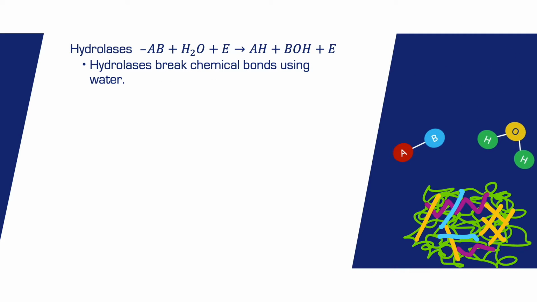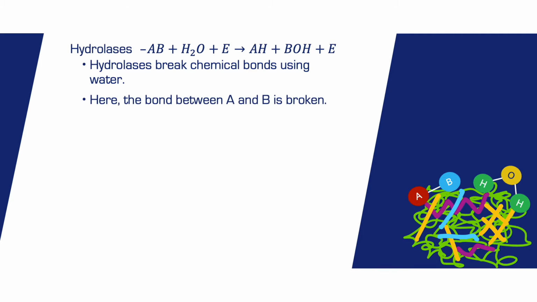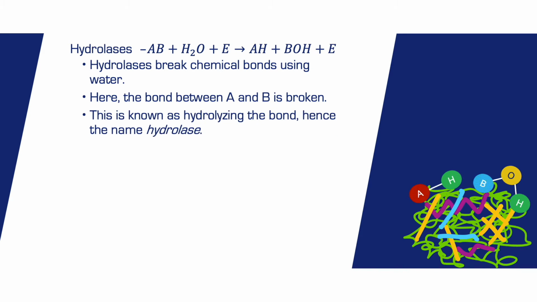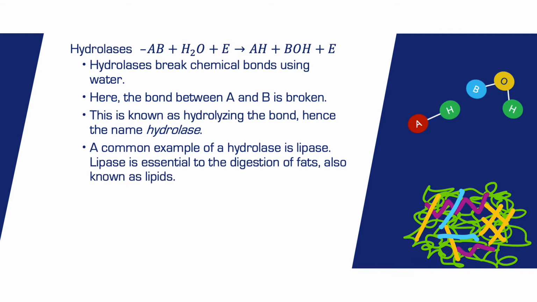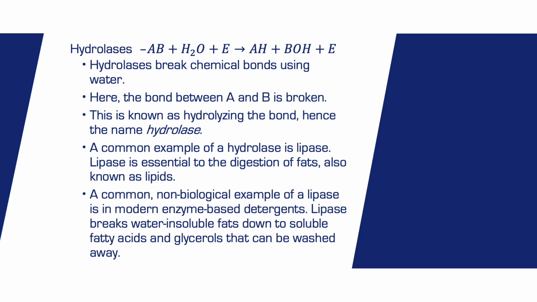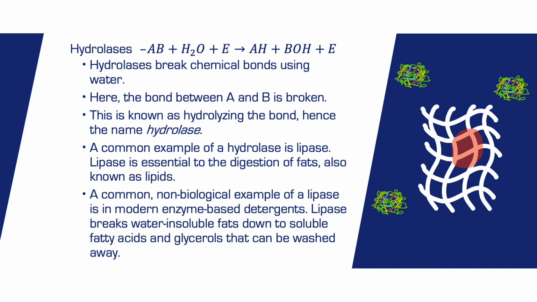Hydrolases. Hydrolases break chemical bonds using water. Here, the bond between A and B is broken. This is known as hydrolyzing the bond, hence the name hydrolase. A common example of a hydrolase is lipase. Lipase is essential to the digestion of fats, also known as lipids. A common non-biological example of a lipase is in modern enzyme-based detergents. Lipase breaks water-insoluble fats down to soluble fatty acids and glycerols that can be washed away.